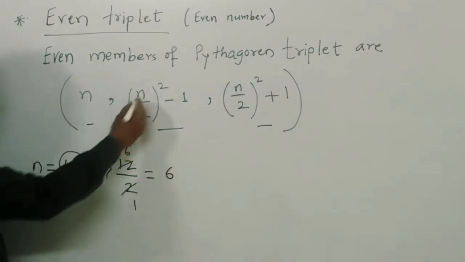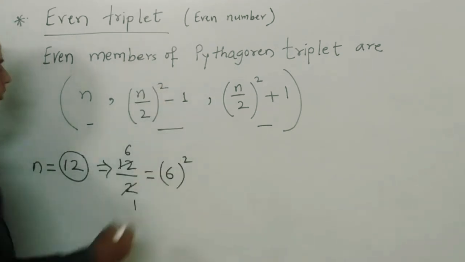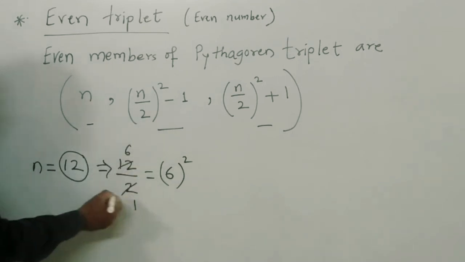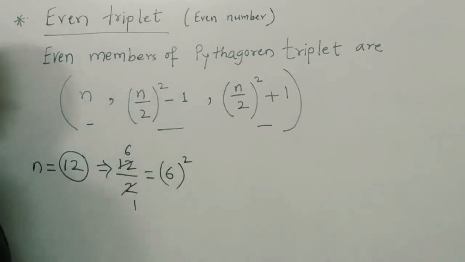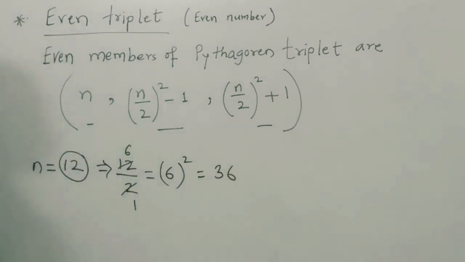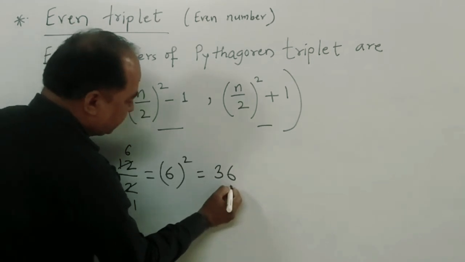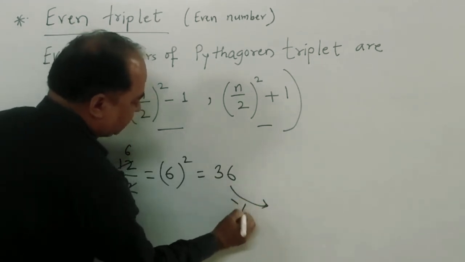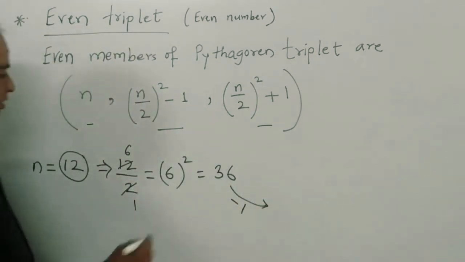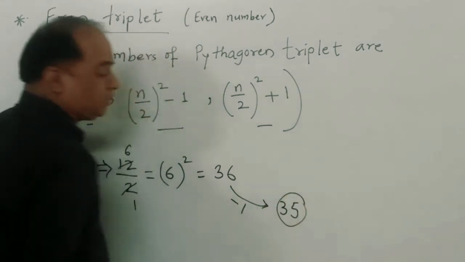Now the square of n upon 2, bracket square. n is equal to 12, 12 upon 2 is 6, 6 bracket square is equal to 36. Now for the next element, we have to subtract 1. So 36 minus 1 is equal to 35.